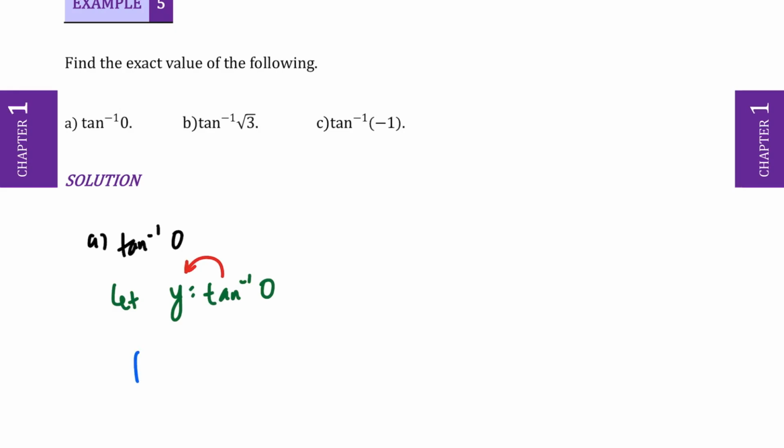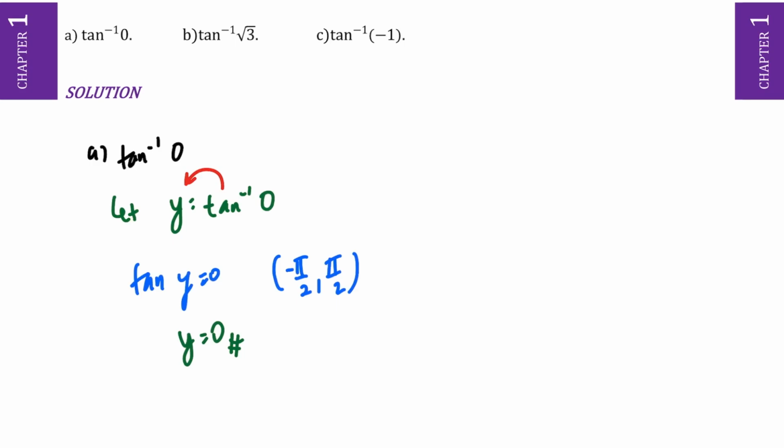And make sure your domain must be within negative pi over 2 until pi over 2, not included. So we need to take care of this y here. What is the angle so that tangent of the angle gets 0? We know that the answer is 0, therefore inverse tangent 0 will be equal to 0.